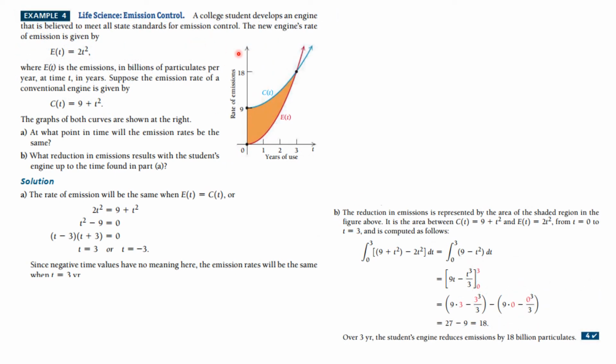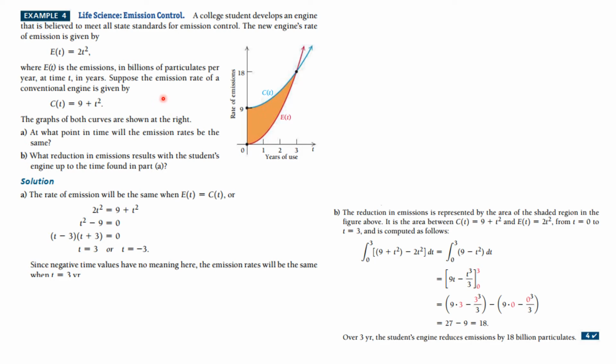And certainly life is a word problem. There are big applications of this too, word problems. So a college student develops an engine that meets standards for emission control, and the emission is given by this function, E of t is 2t squared. And here E of t is the emissions in billions of particulates per year at time t in years.